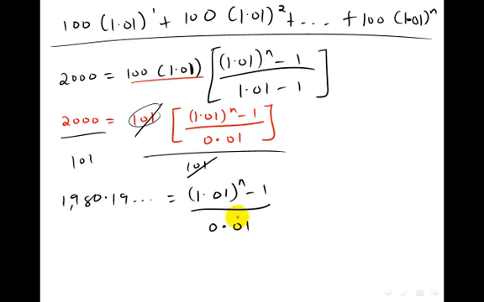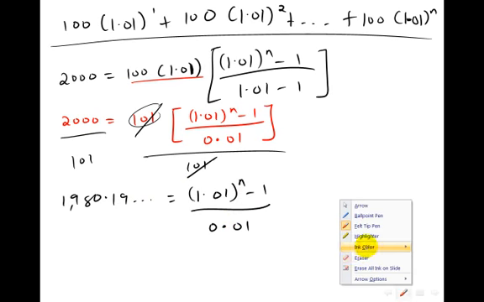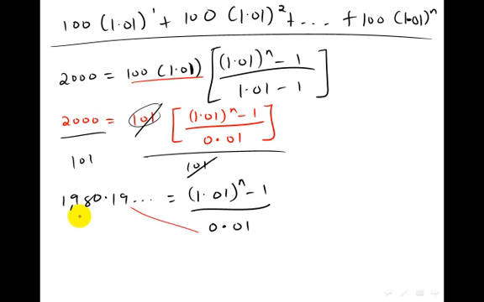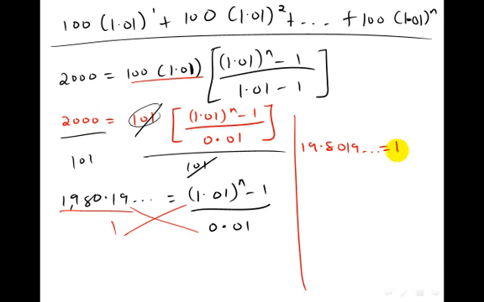Okay, what can I do with this 0.01 here? I can do a cross multiply. You can consider that here you have an over 1 and you can do a cross multiplication. So once this number is multiplied by 0.01, you'll find 19.8019 blah blah equals to 1.01 to the power of n minus 1.